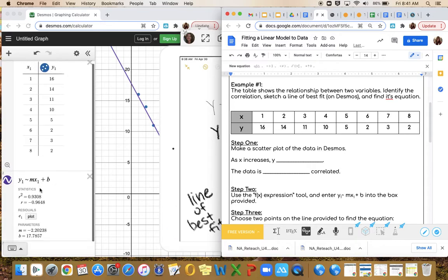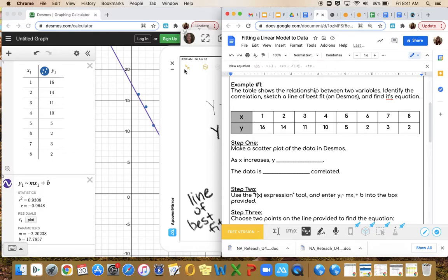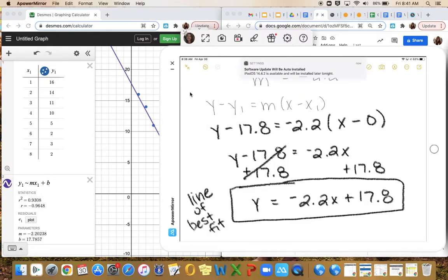Okay, and if you need to refer back to this to help you discover how Desmos helps you do that, then please do so. Do not hesitate.